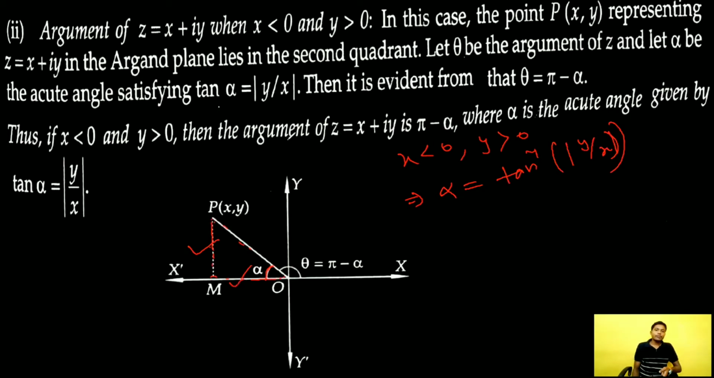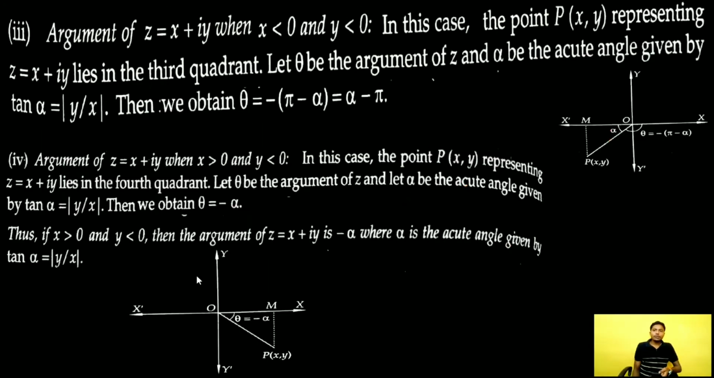Now we have to find the argument of z, which is the angle made by OP along the positive direction of the x-axis, that means in the anti-clockwise sense. That means this is our theta. So theta is equal to pi minus alpha. Clear? That is for the second quadrant.